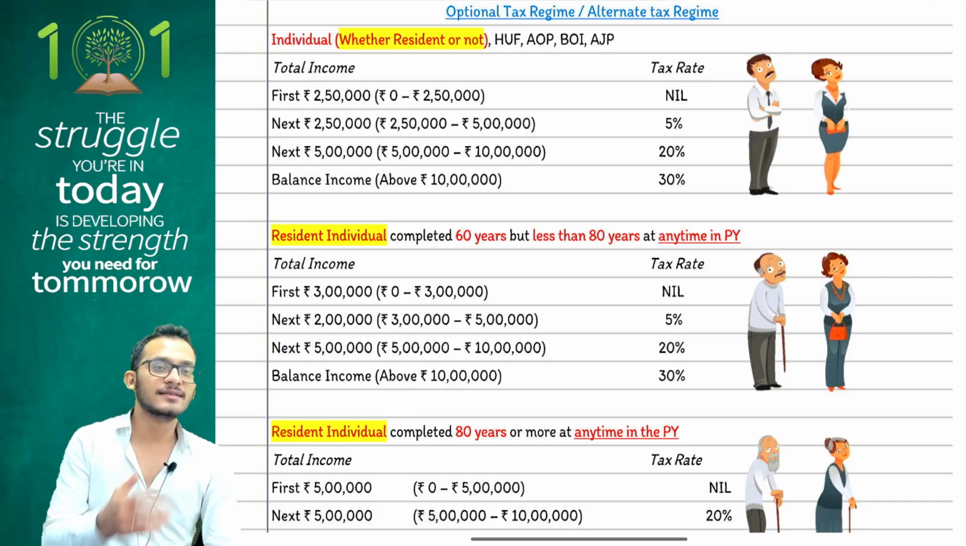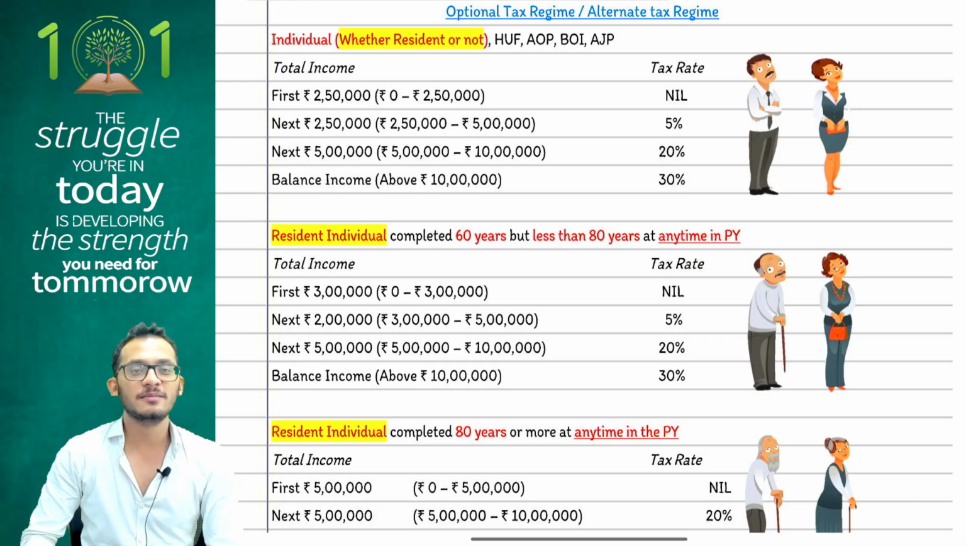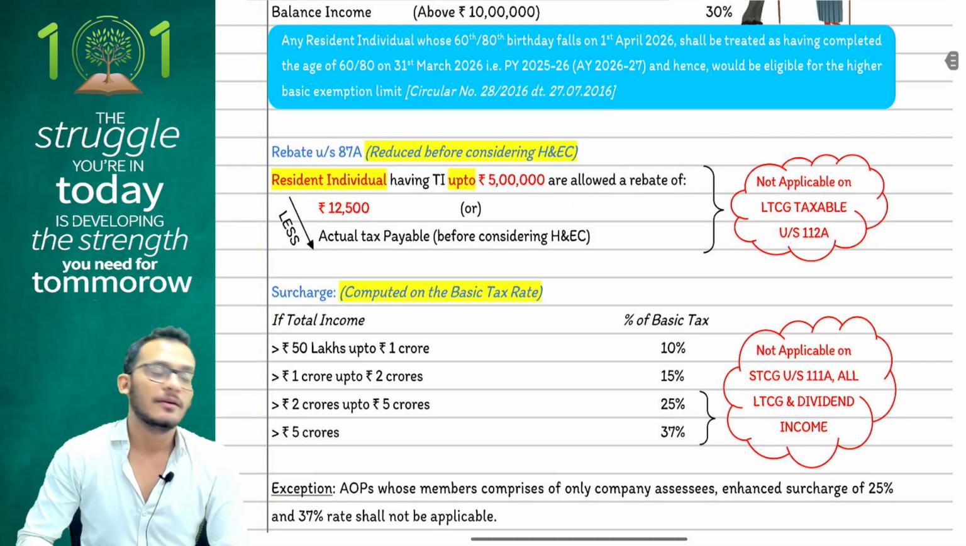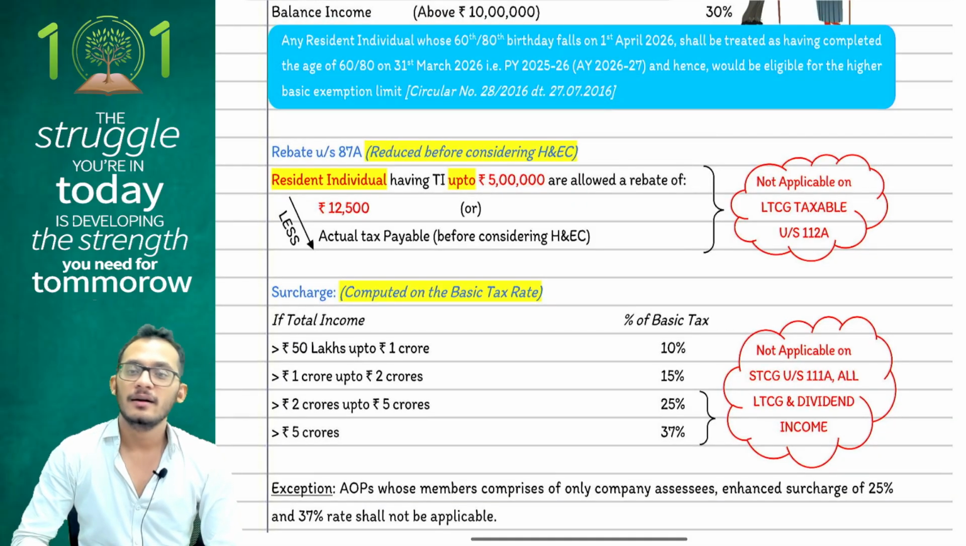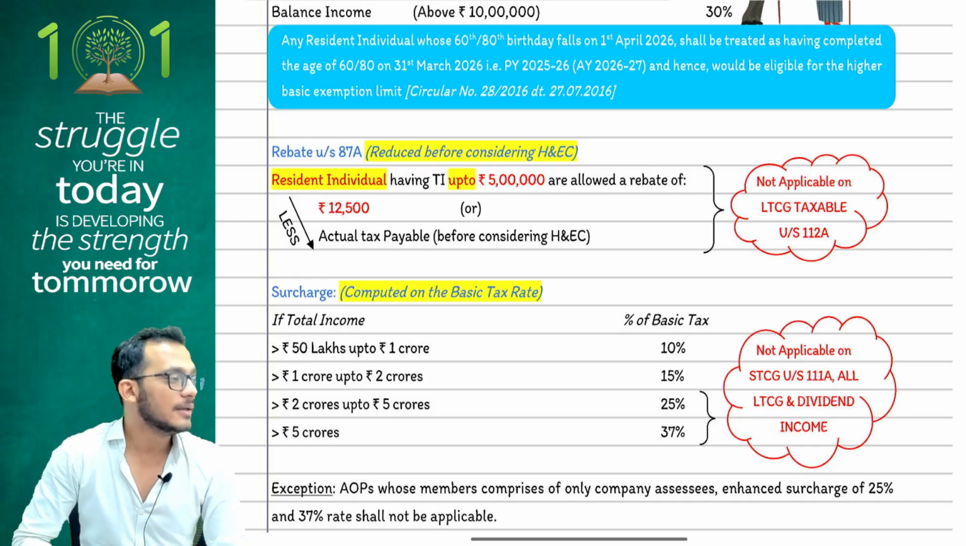Yes, then we discussed that if you're going to be an individual, you can also be a poor individual. A poor individual is eligible for rebate under section 87A, which comes and says your total income should be up to 5 lakhs. You will get a rebate of 12,500 or actual tax, whichever is lower. Not applicable in alternate for 112A. Very good. Not applicable only for 112A.